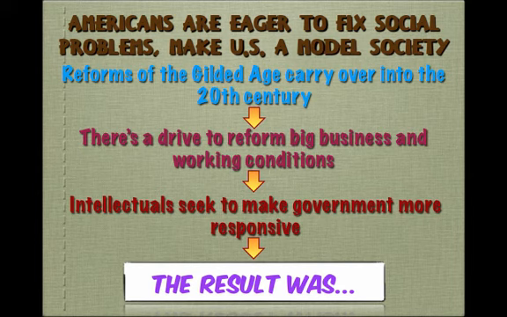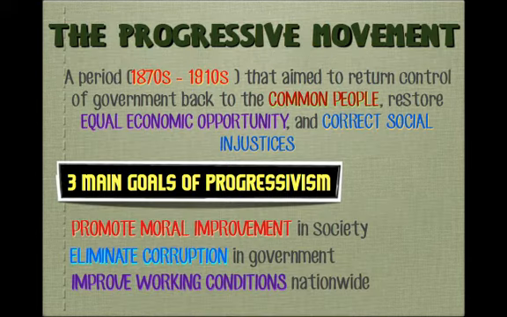A model society. Reforms of the Gilded Age carry over into the 20th century. There's a drive to reform big business and working conditions. Intellectuals seek to make government more responsive. The result is the progressive movement. So when you see the word progressive, you want to think progress, improvement. This whole progressive movement is all about improving different areas of our life.